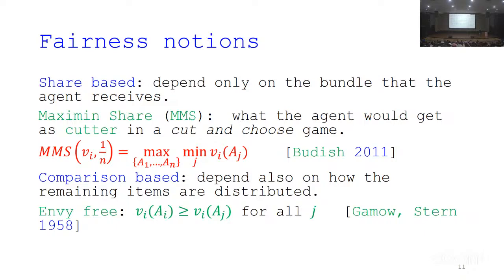Another class is comparison-based fairness notions, where I compare myself to others and I want to get something, let's say, at least as good as the others do. The most well-known fairness notion here is envy-freeness, where I want a partition in which for each agent, from her point of view, the bundle that she received is at least as good as the bundle that any other agent received. Her value for her own bundle is at least as high as that for any other bundle.